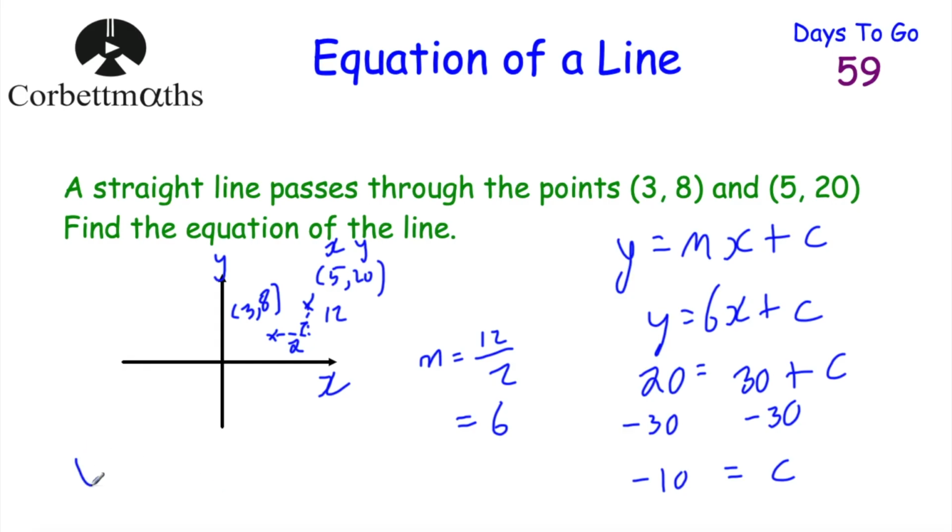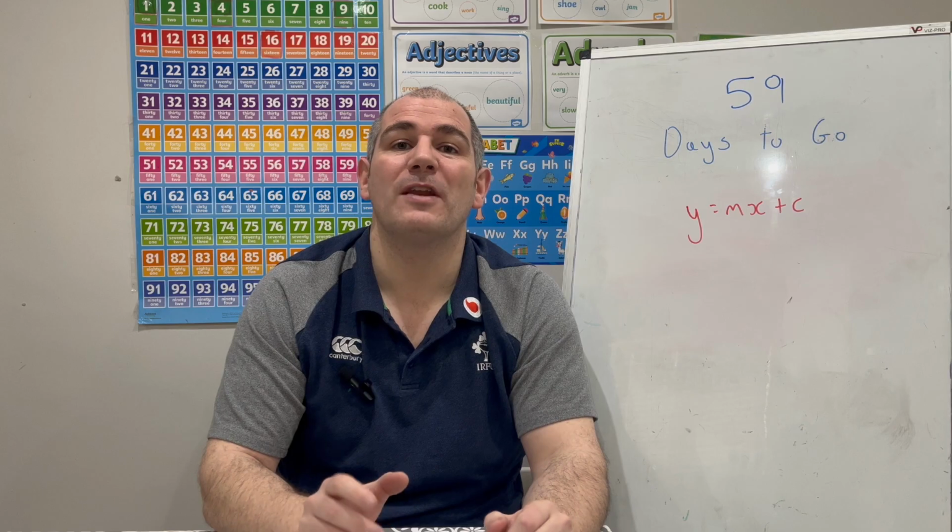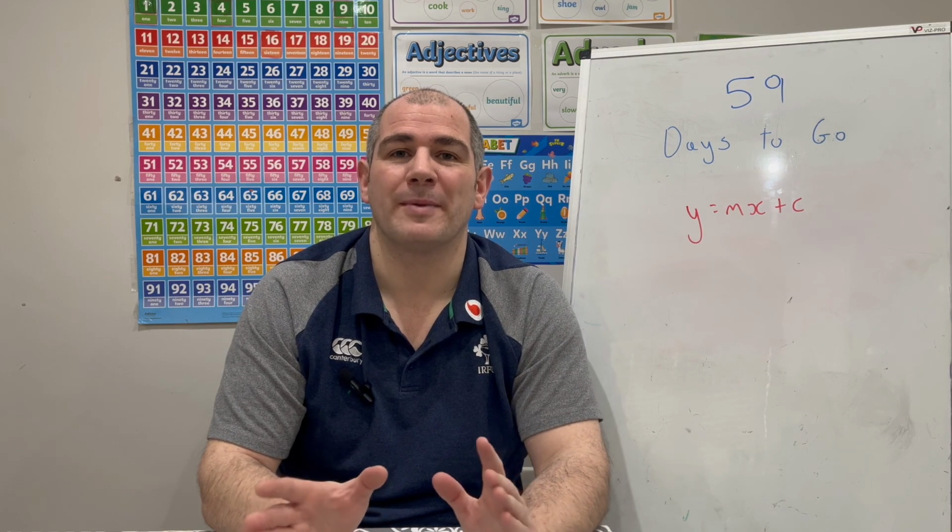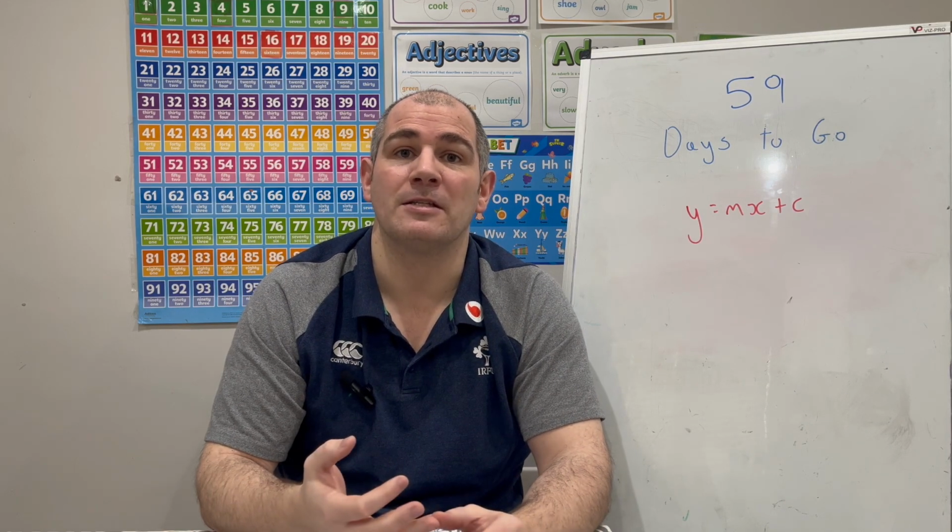So that means the equation of this line would be y equals 6x, because it's got a gradient of 6, minus 10, because it crosses the y-axis at minus 10. So the graph would look something like that. And that's it. So in this video, we've looked at the equation of a straight line, y equals mx plus c, where m is the gradient and c is the y-intercept.